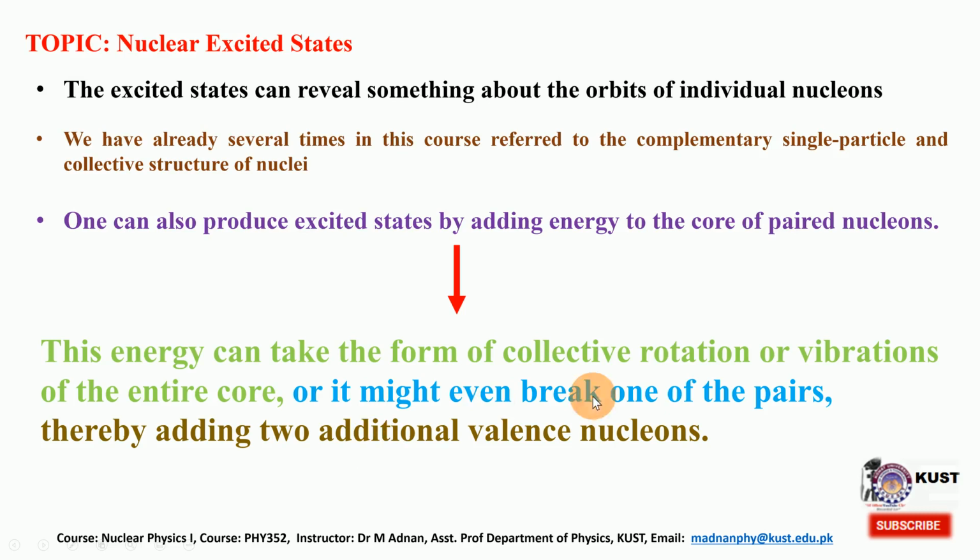And it might even break one of the pairs, as we have discussed, thereby adding two additional valence nucleons. That is, the pair then gives rise to some nucleons in the valence energy levels. That is, one can produce excitations in the paired nucleons.